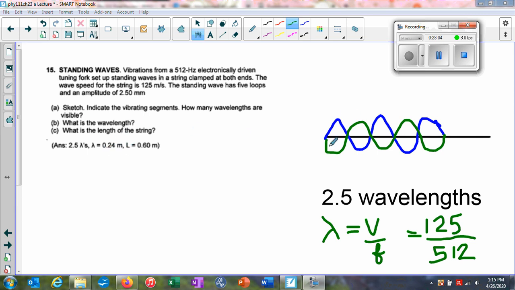I want to know what is the length of the string. Well, it's 2.5 wavelengths long, so I'll take my wavelength, I'll multiply it by 2.5, and I'll get 0.6. Depending on how you rounded, you might get 0.61, but that's how to do that.